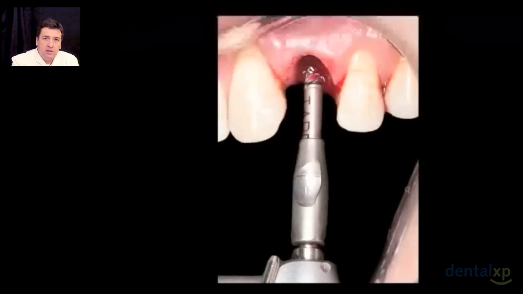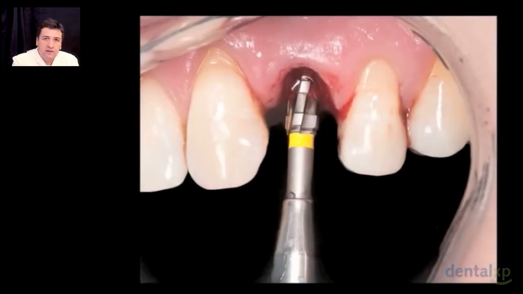Right now we are seeing the procedure to prepare the bone. This is the extension drill that is quite important to avoid, to keep in touch the head of our contra-angle with the crowns of the adjacent teeth.